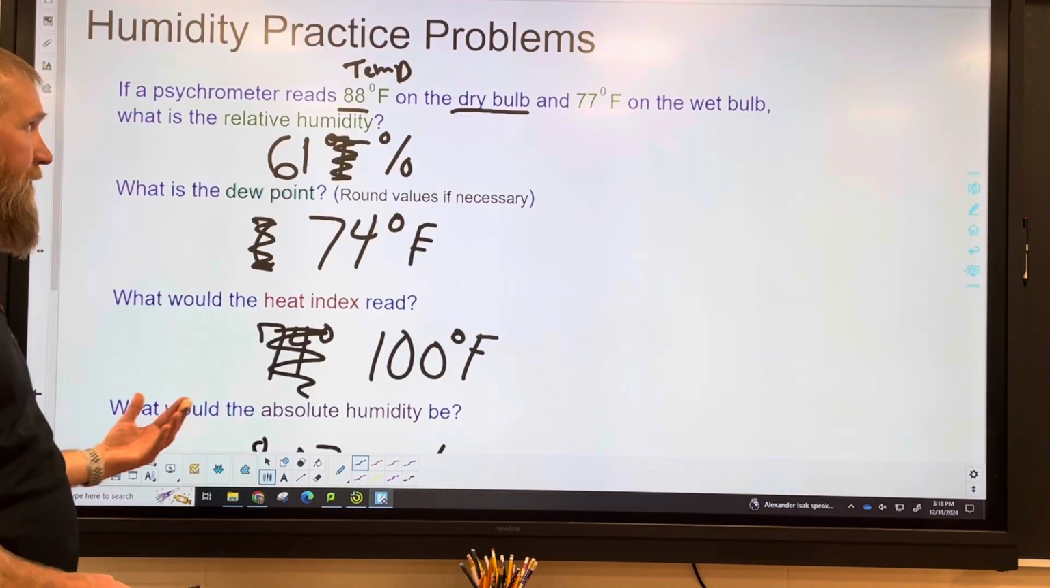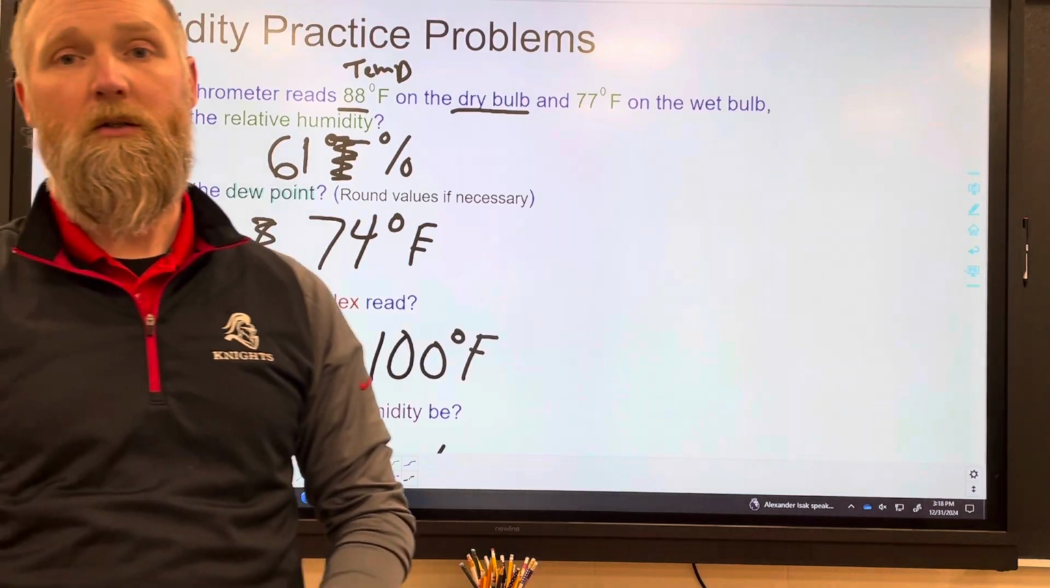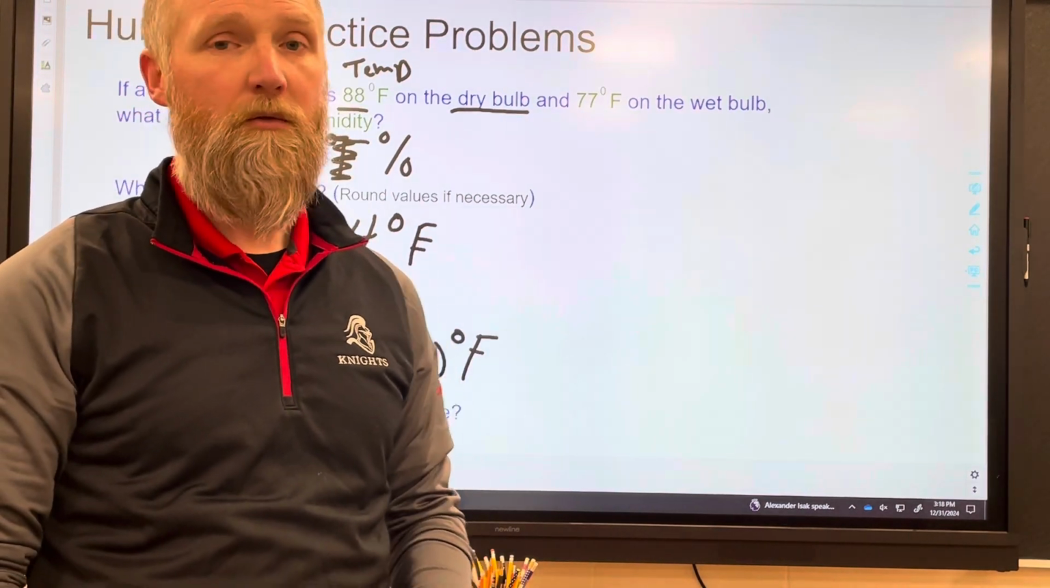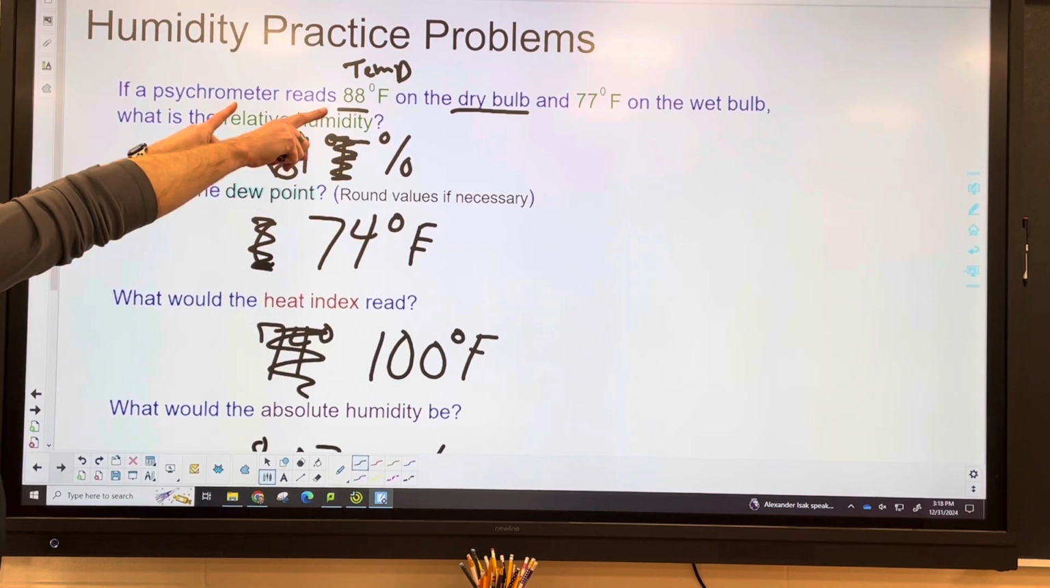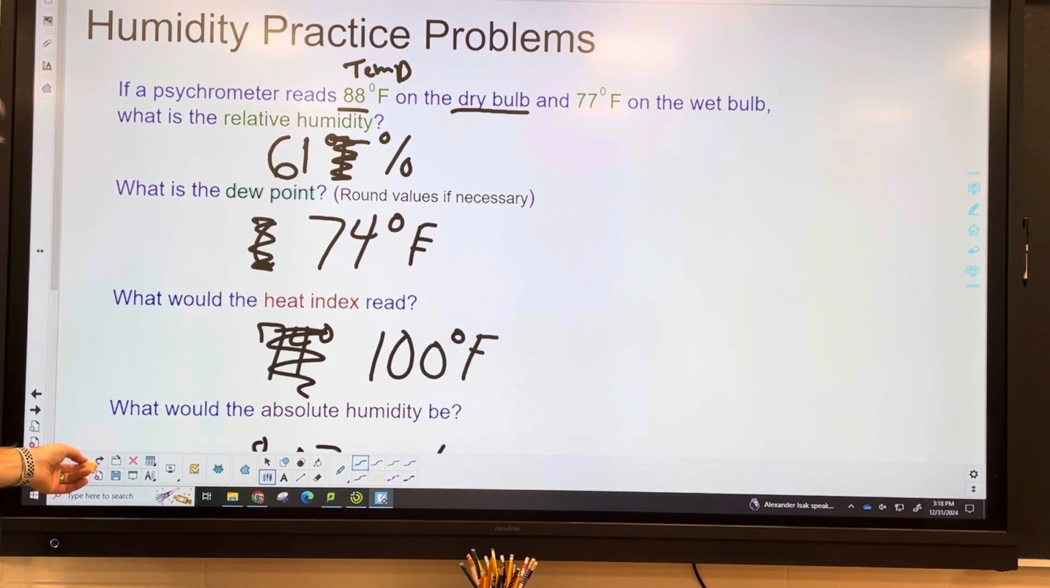All right, that's how you do it, right? That's how you do it. Walking through, finding those numbers, using those charts. It's really just about using the numbers you have, lining them up, plugging them in.